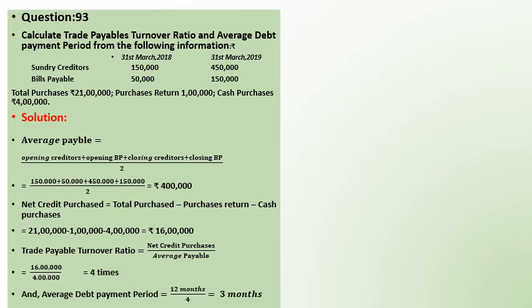Over here another question was there. You have to calculate the average debt payment period. So average debt payment period is equal to 12 months divided by creditors turnover ratio, that is 4. If you solve it, you will get 3 months as the average debt payment period. On average, this is the time in which you have to pay your creditors.